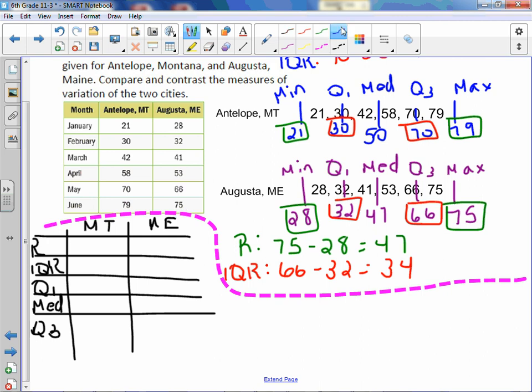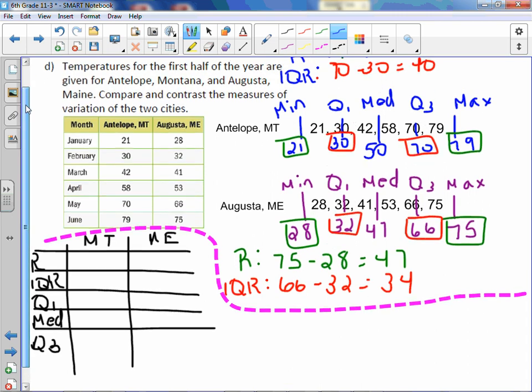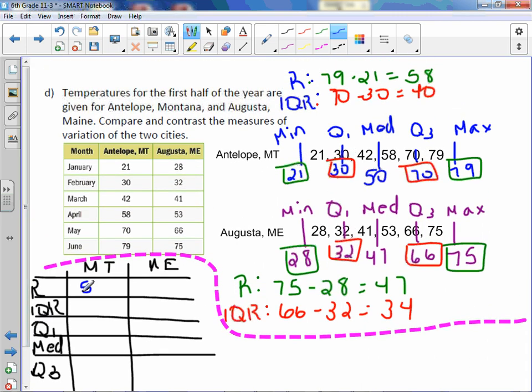Okay, so for Montana, our range is 58, the interquartile range is 40, quartile 1 is 30, median is 50, and quartile 3 is 70. And for Maine, our range is 47, interquartile range is 34, quartile 1 is 32, median is 47, and quartile 3 is 66.